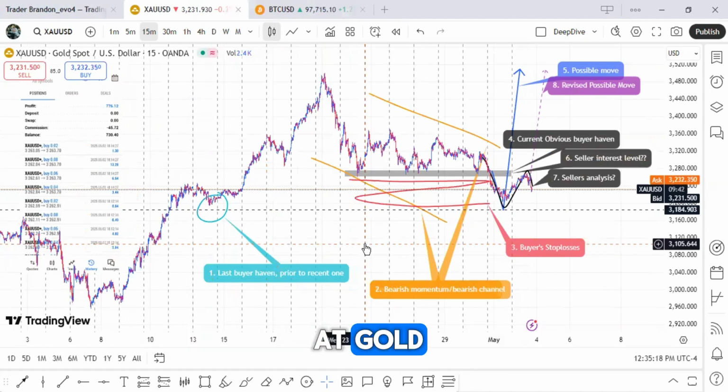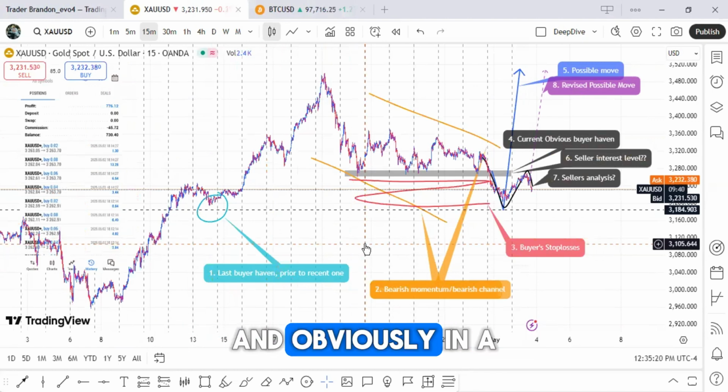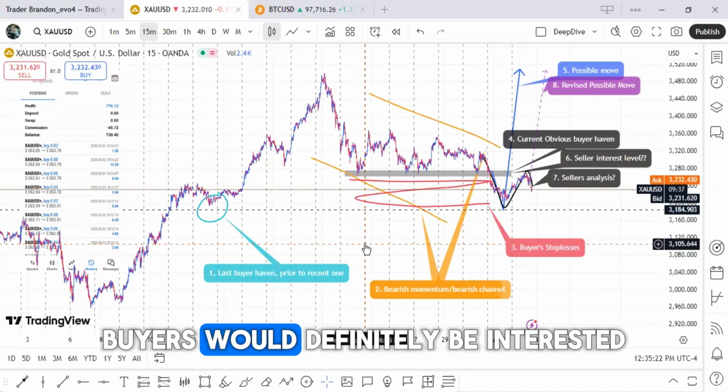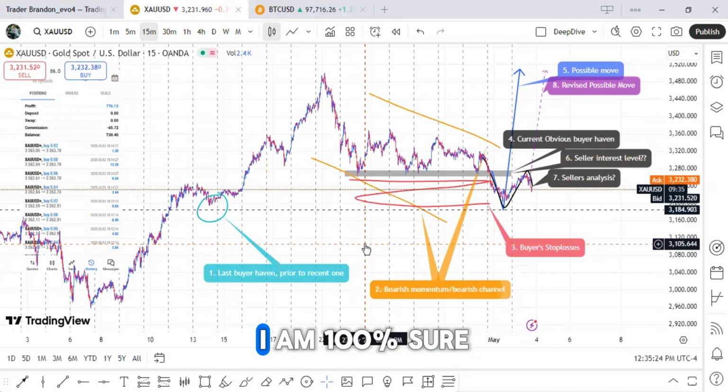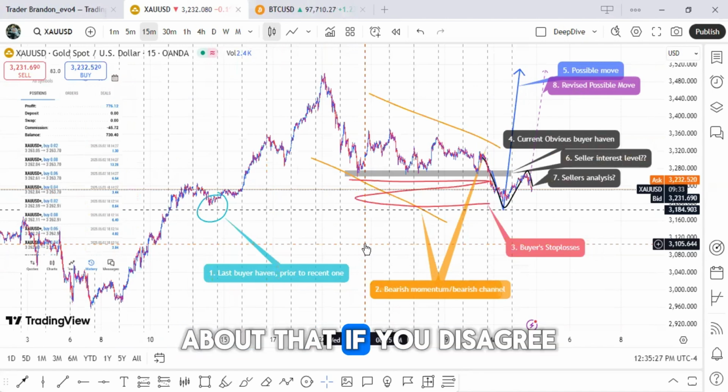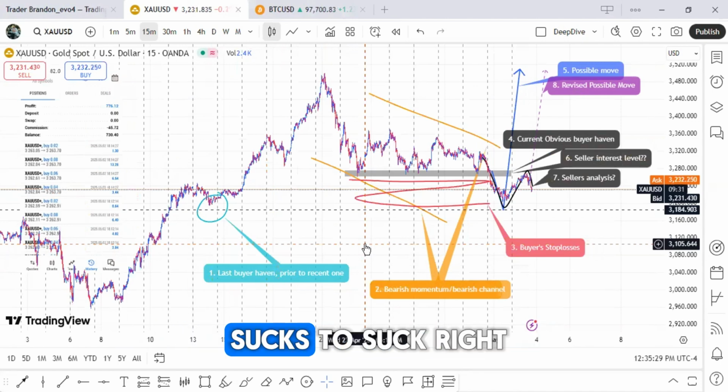So obviously we're looking at gold. Gold is a bullish market. And obviously in a bullish market, buyers would definitely be interested. I am 100% sure about that. If you disagree, then I don't know, sucks to suck, right?